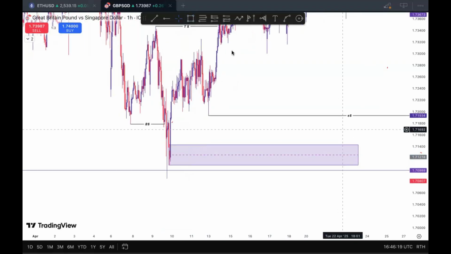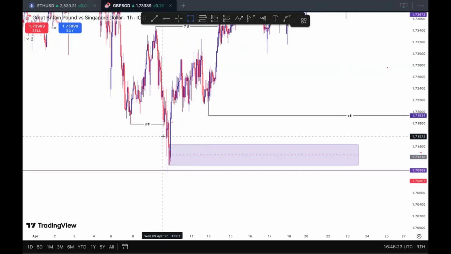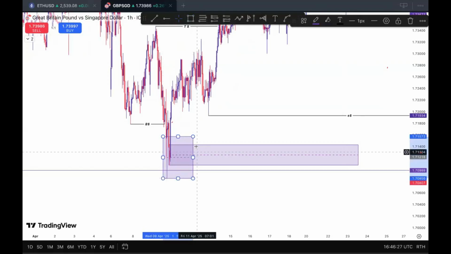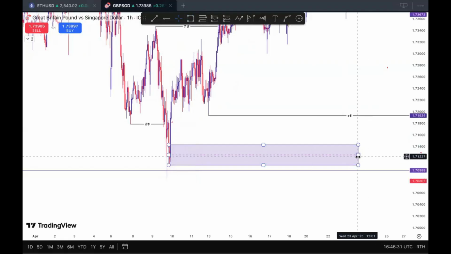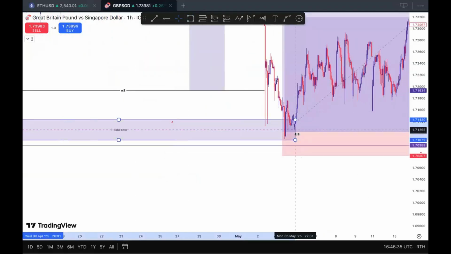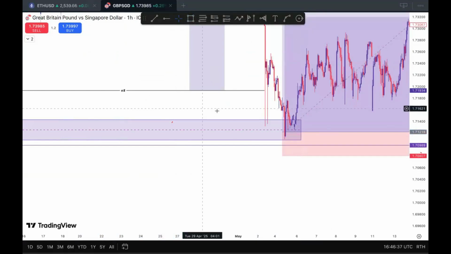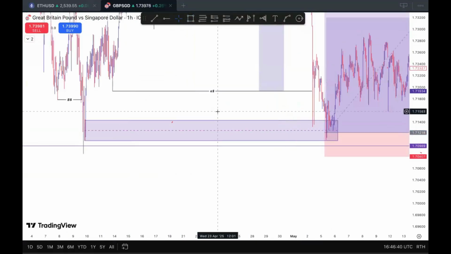And sometimes you can measure the body of the wick. You can measure the body of the wick. But if you have another block, you take the other block. What do you do? You just measure it. And then, can you see? Price came in, tapped, and then went boom.